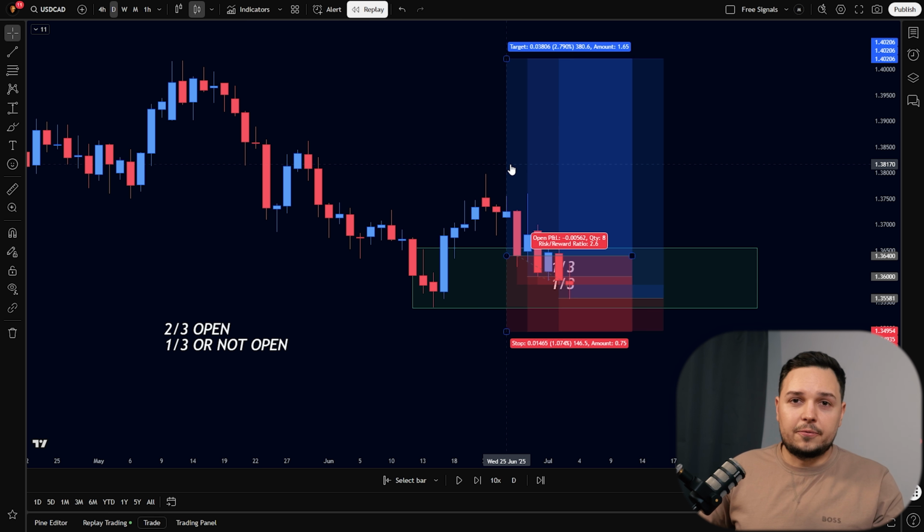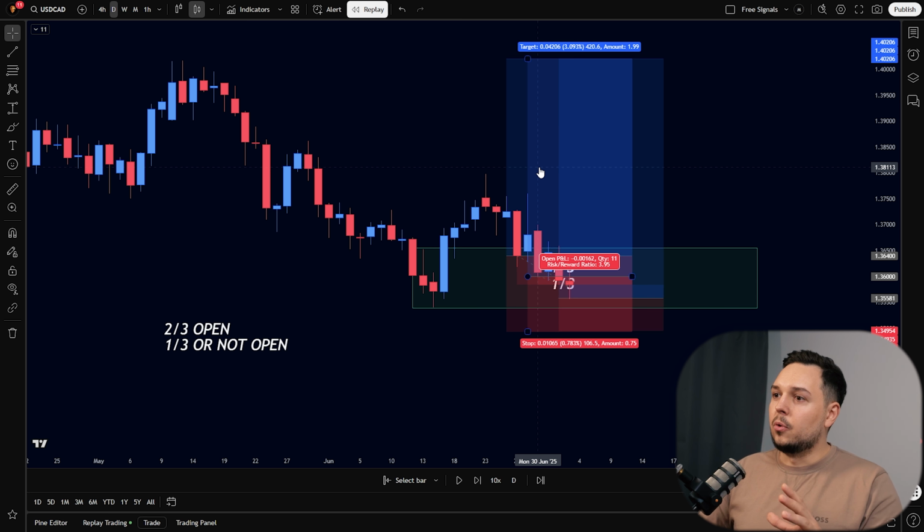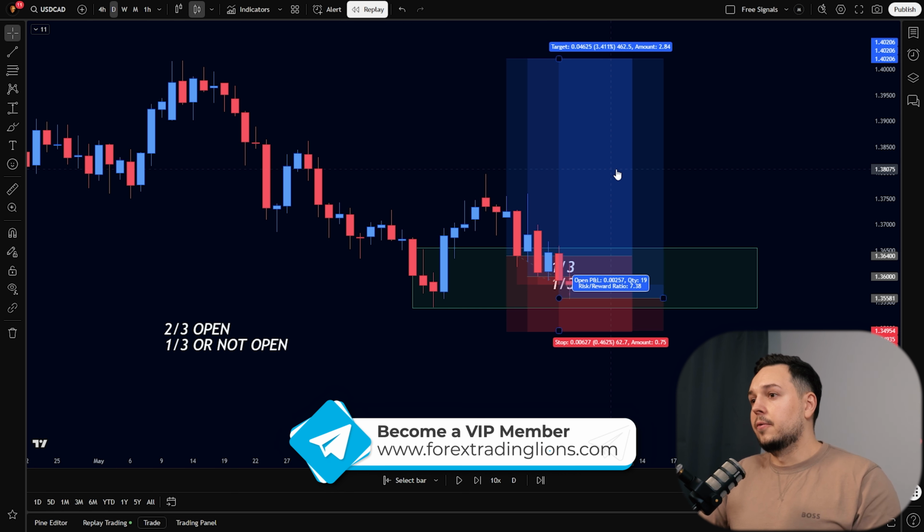So take a look at this. First trading position, 2.6 risk reward. Second trade position, nearly 4. Third trading position, 7.38. This Forex entry reversal technique is so good that I passed my Funder challenge using it. And you can too if you apply it correctly.